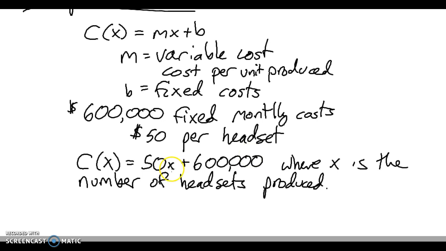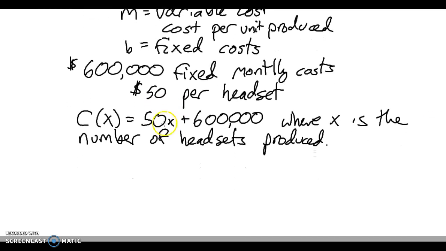Let's say they produced 100 headsets at $50 each. That would be $5,000 to produce that. But it's not really $50 each headset because they had this $600,000 cost already, which means they really spent $605,000 to produce 100 headsets. So it really cost them more than just $50 per headset.